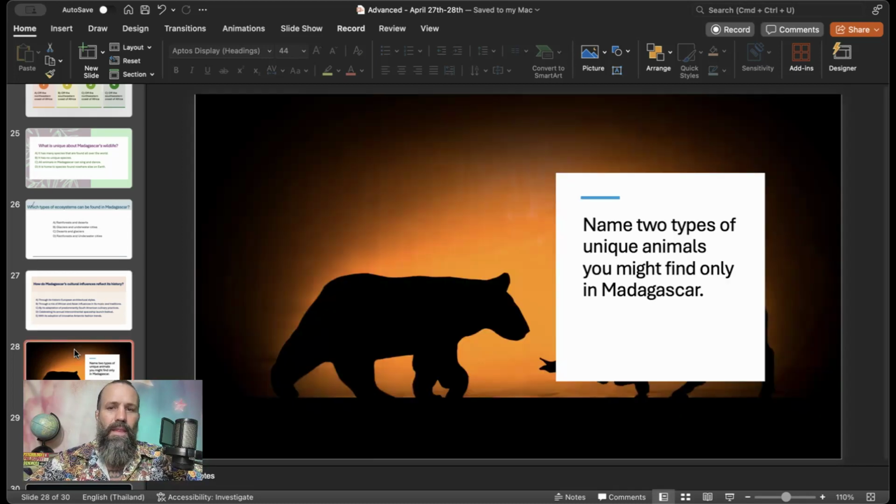And name two types of unique animals you might find only in Madagascar. There were three mentioned, and there may be more that I didn't mention. I'm sure there are many snakes and all kinds of things, but specifically from this lesson, if the task is to recall information, it would, of course, be the lemur. What else? And that would be the chameleons. Of course, we have chameleons here in Thailand.